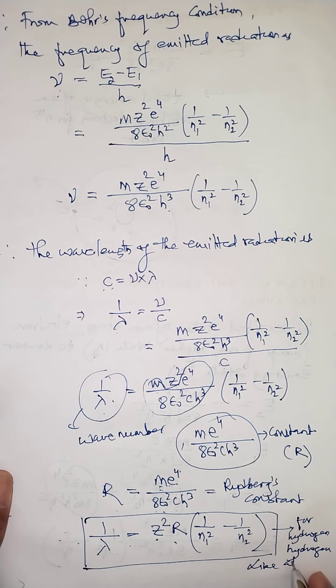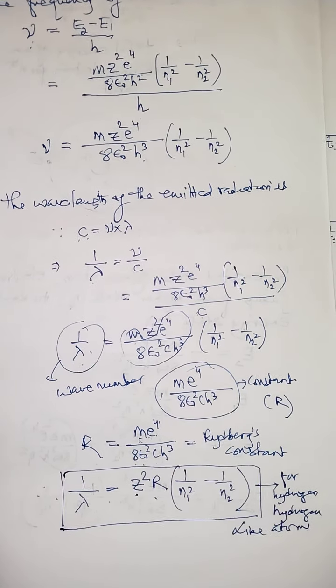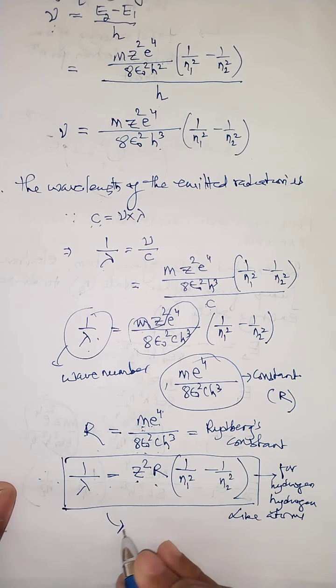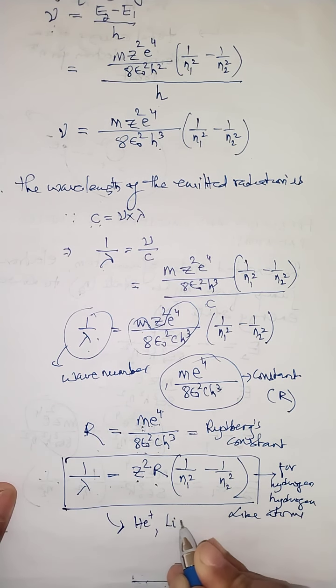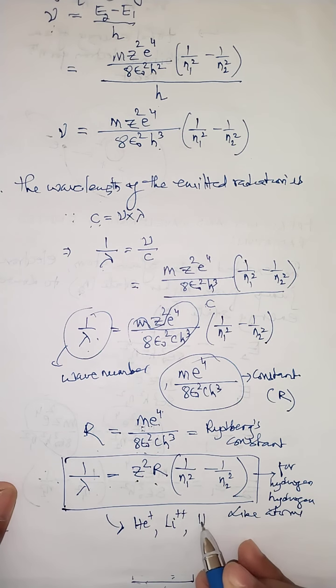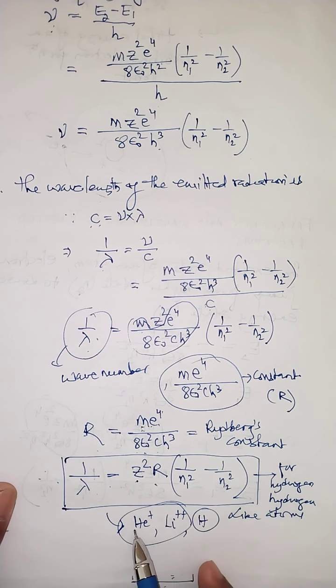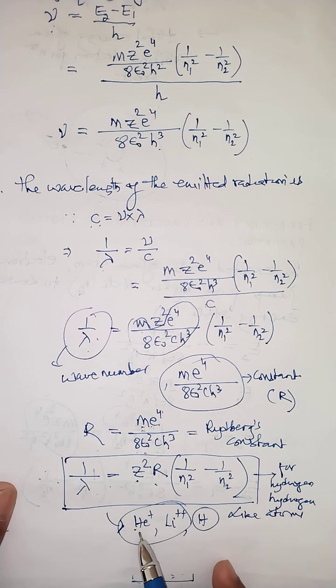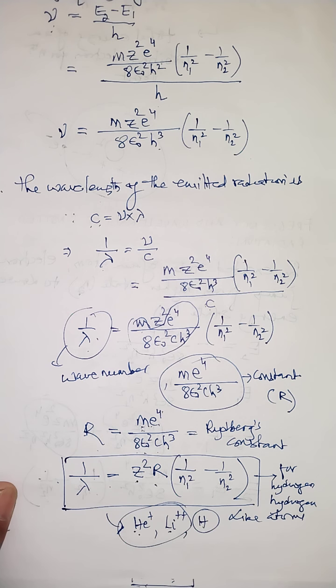Hydrogen-like atoms. See, I already told you what hydrogen-like atoms are. Hydrogen-like atom means basically like He plus, Li plus plus, and basically the hydrogen atom is H. So helium plus is a hydrogen-like atom because in this helium only one electron revolves around the nucleus. In this lithium only one electron revolves around the nucleus. And this hydrogen atom also has only one electron revolving around the nucleus. That means this is the general formula that we derived for measuring the wavelength of emitted radiation for hydrogen and hydrogen-like atoms.